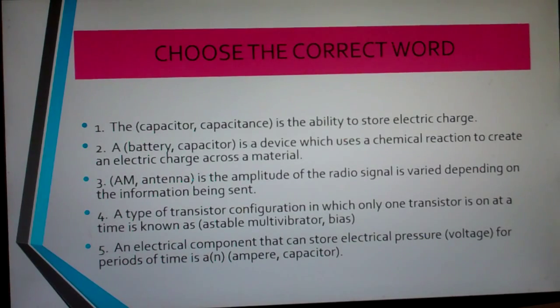Number 4, a type of transistor configuration in which only one transistor is on at a time is known as a stable multivibrator or bias. Number 5, an electrical component that can store electrical pressure voltage for periods of time is an ampere or capacitor.